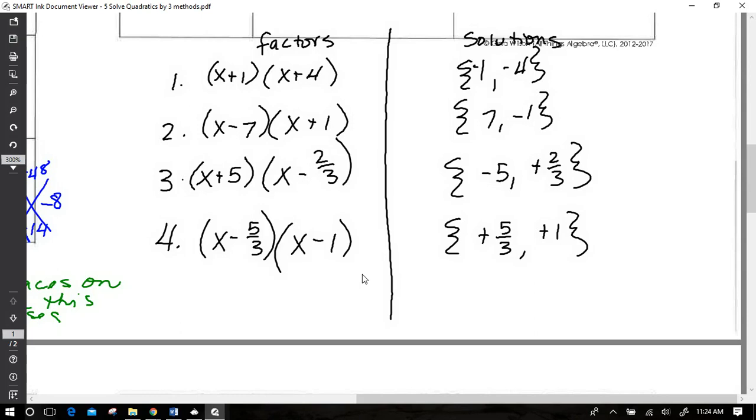All right, and so these are the solutions for the 4 practice problems that I left for you.